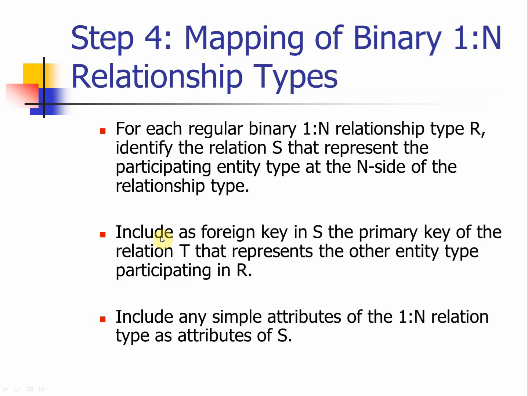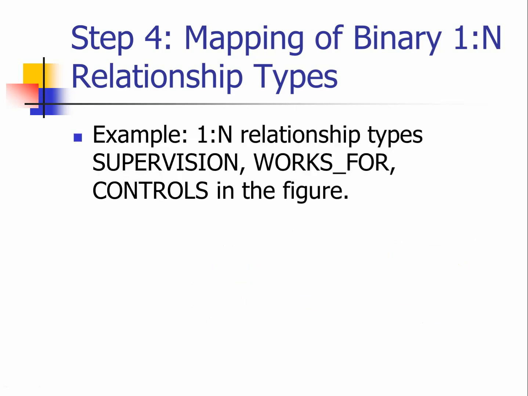What you need to do is include as a foreign key in S the primary key of the relation T that represents the other entity type participating in R, and include any simple attributes of this 1-to-N relationship type as attributes of S. If this relationship has some attributes, you also need to convert them into the N side. There are several examples in our ER diagram, more specifically 3 of those, including one recursive relationship and another regular 1-to-N relationship. Let's start with the supervision.